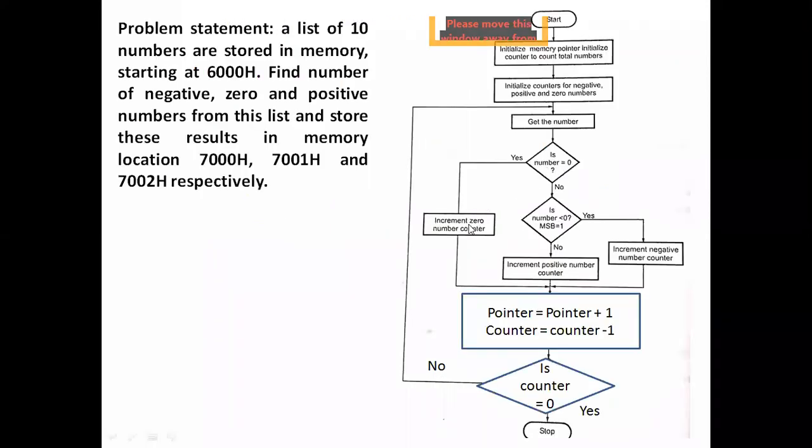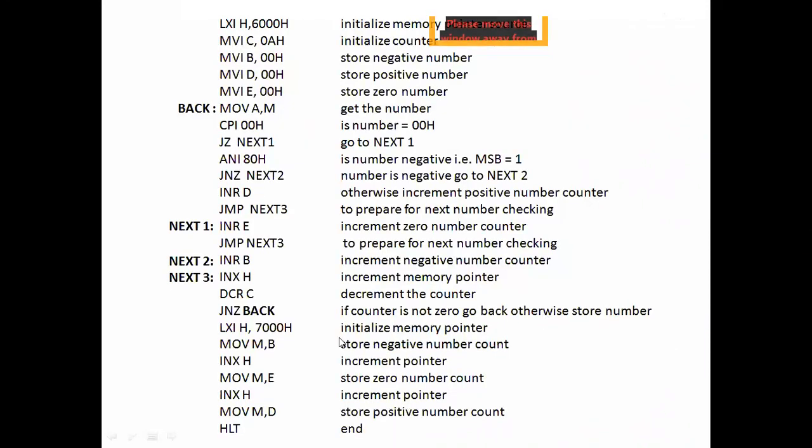If the number is 0, increment the 0 number counter. If the number is negative, increment the negative counter. Otherwise, the number is positive. All these 3 cases lead towards incrementing the pointer. So we are incrementing the pointer, decrementing the counter, and this process will go on till the counter becomes 0. Till the counter is not 0, it is going to go back.